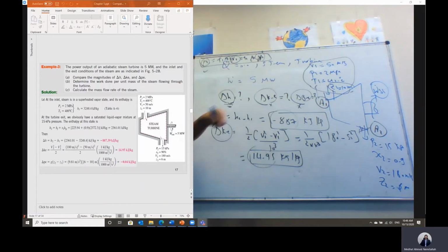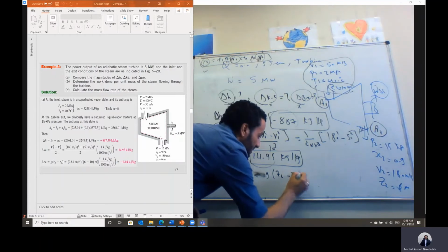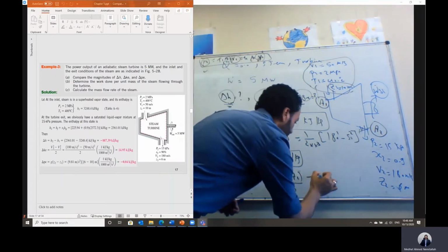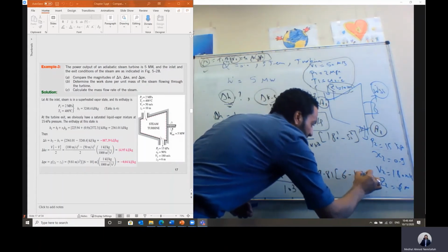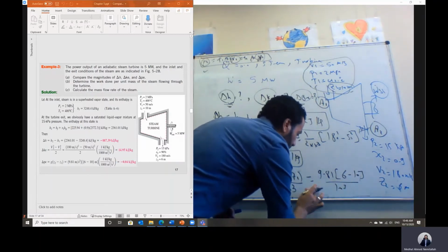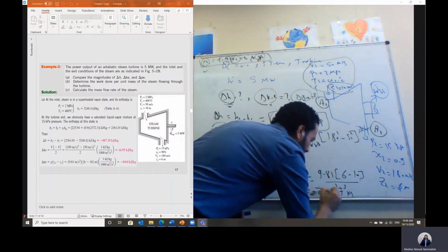So if area A1 and area A2 are not given and the velocity is not given, then in this case, this term in the first law equation will be neglected. But what about the change in potential energy, equal to g multiplied by Z2 minus Z1? We have to divide also by 10 to the power 3 to convert to kilojoule. Equal to g is 9.81, Z2 is 6, Z1 is 10. Divide by 10 to the power 3, this value will equal minus 0.04 kilojoule per kilogram.